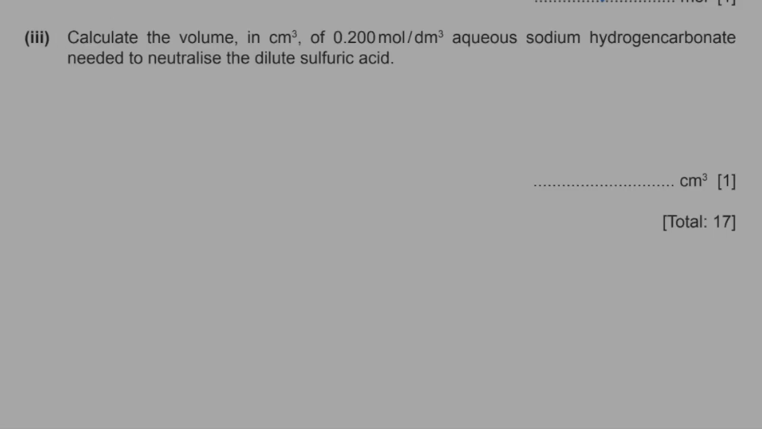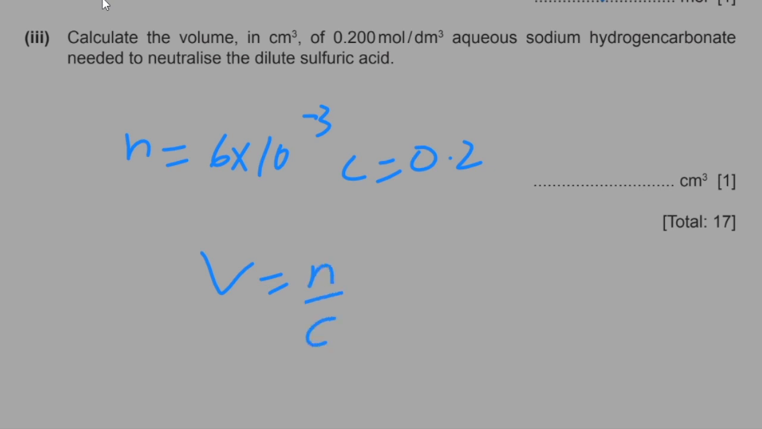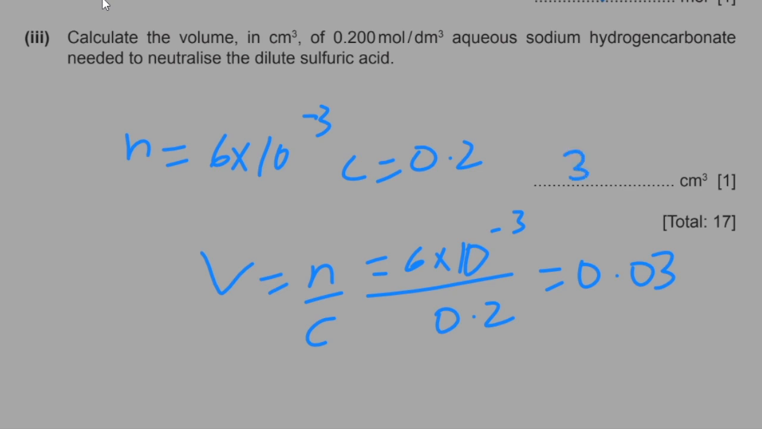3. Calculate the volume in centimeter cube of 0.2 mole per dm cube aqueous sodium hydrogen carbonate needed to neutralize the dilute sulfuric acid. So you have the number of moles as 6 into 10 to the power of negative 3 and the concentration as 0.2 mole per dm cube. Now you need to calculate the volume. Volume is equal to number of moles divided by the concentration. So you have 6 into 10 to the power of negative 3 divided by 0.2, and this gives the answer as 0.03 dm cube. You multiply this by 1000 and that gives the answer as 30 centimeter cube.